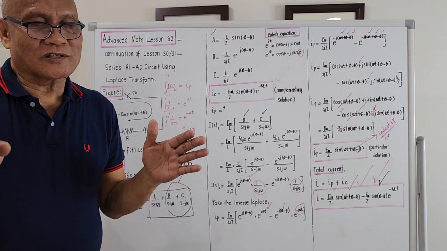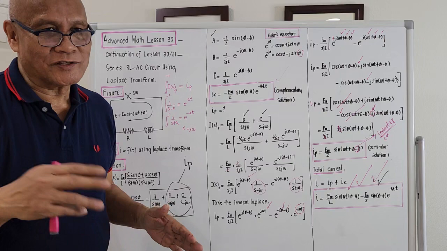This is now the completion of the solution of an RL AC circuit for total current as a function of time.